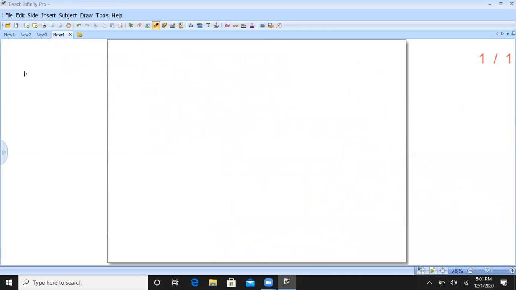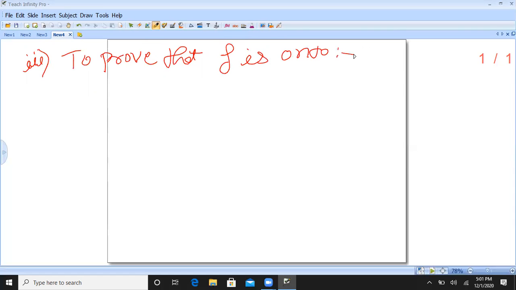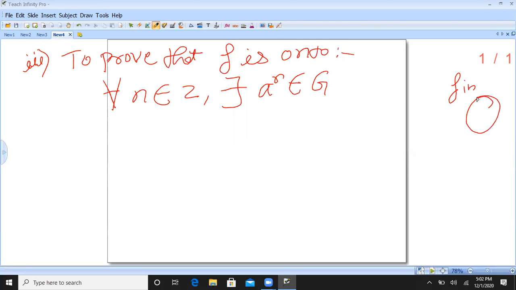So next, the third thing to prove is that f is onto. We have that for all n belongs to Z, as I said in the statement, n belongs to Z, and a raised to n belongs to G, because G is an infinite cyclic group. If it had a finite value, a raised to n would not belong to G, but it is an infinite cyclic group. So therefore a raised to n belongs to G.